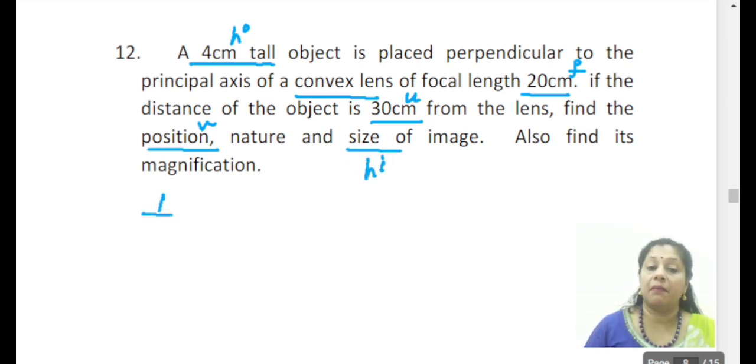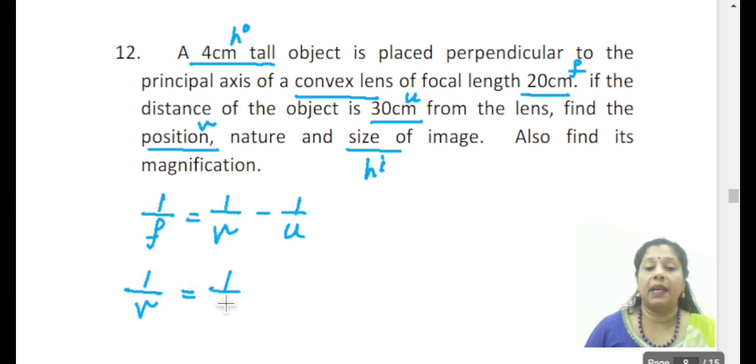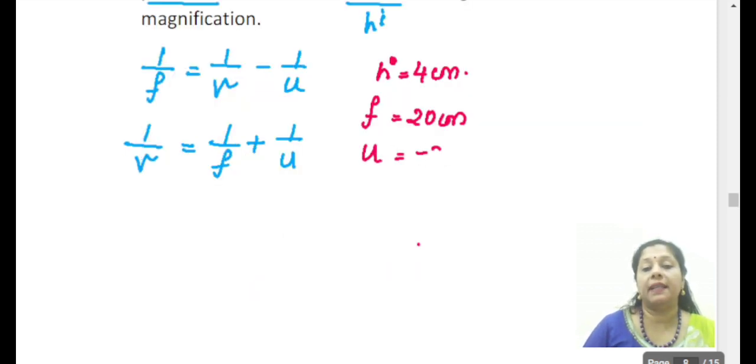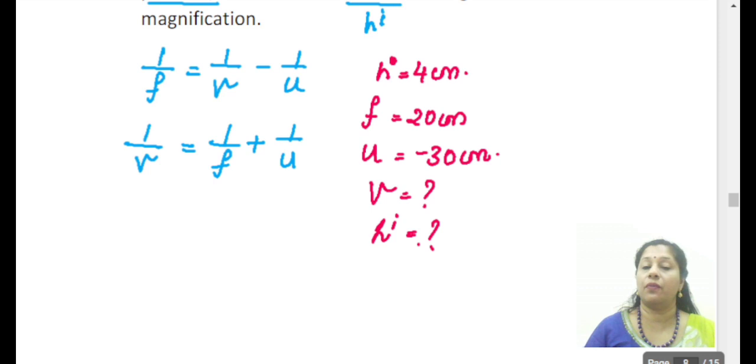So using the lens formula, 1 by f is equal to 1 by v minus 1 by u, we can find out v. So 1 by v is equal to 1 by f plus 1 by u. We are bringing u to the other side. HO is equal to 4 centimeter. F is equal to 20 centimeter. Being convex, u is equal to minus 30 centimeter. U is always negative. V is to be found out. HI also is to be found out.